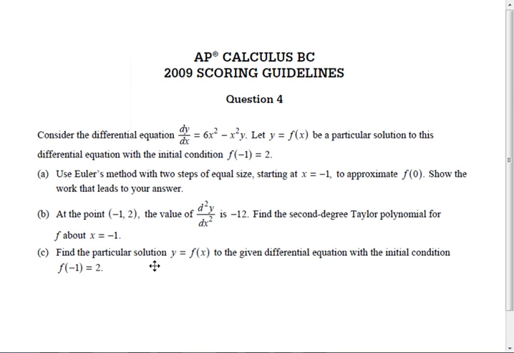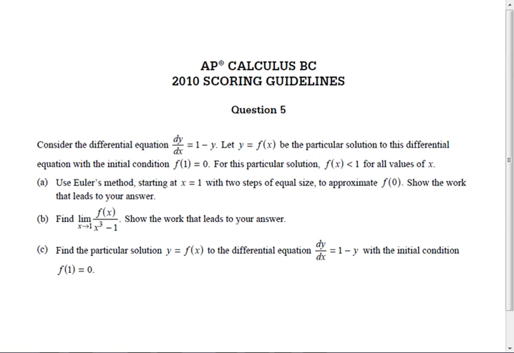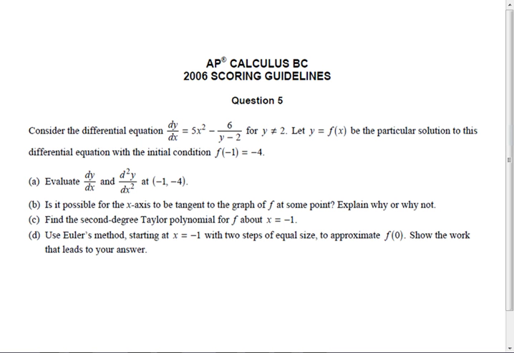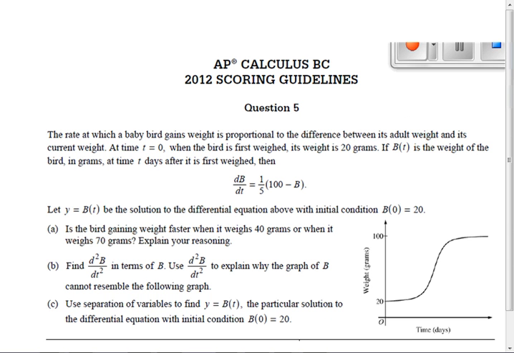Okay, here are the free response questions. 2009 number 4 is one that's good. It's got Euler in it. 2010, we did that one. 2011 is the waste problem. Again, the same question. Oh, there's 2006. There's Euler. 2012 is the bird problem, which is just like 2011.